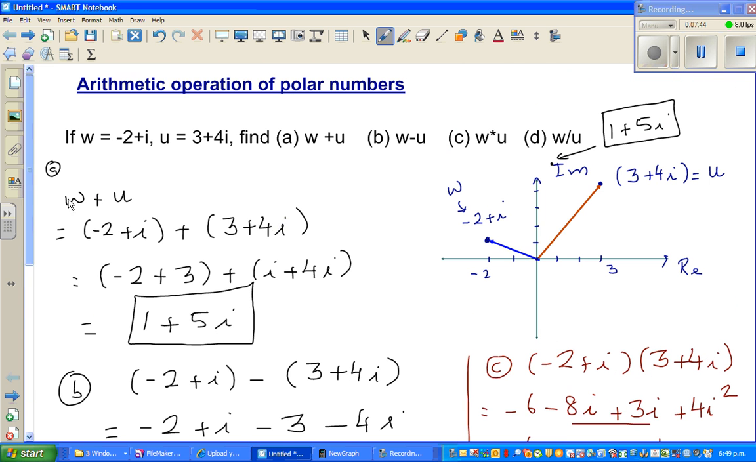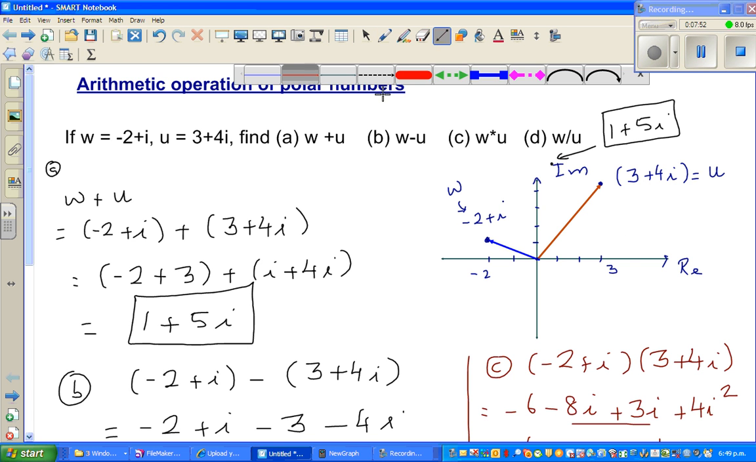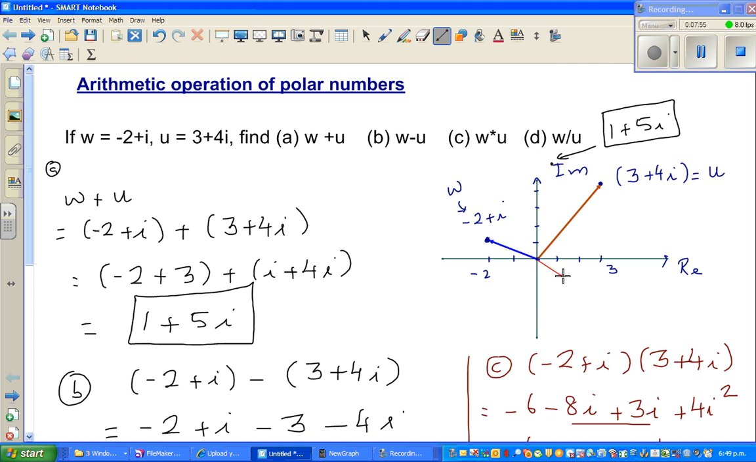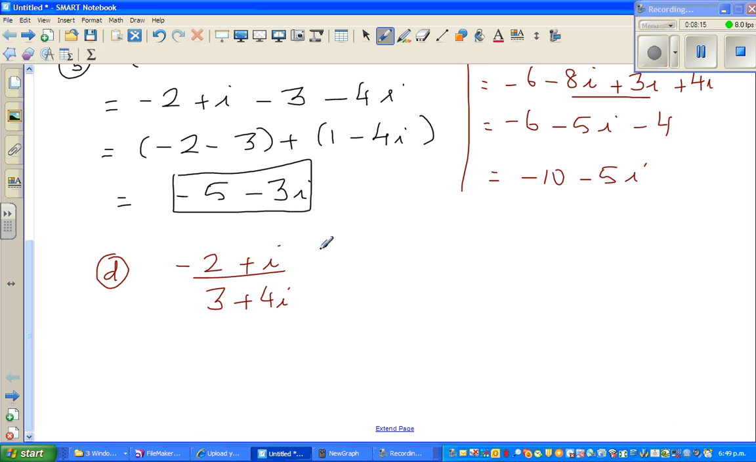Any complex number has a conjugate. So the conjugate of 3 plus 4i is 3 minus 4i. So let me draw that. So 3 minus 4i probably comes here. Okay, so in other words, it's a reflection of this over the x-axis. So here you have to multiply by the conjugate. So if you multiply by the conjugate, the conjugate of 3 plus 4i is 3 minus 4i.